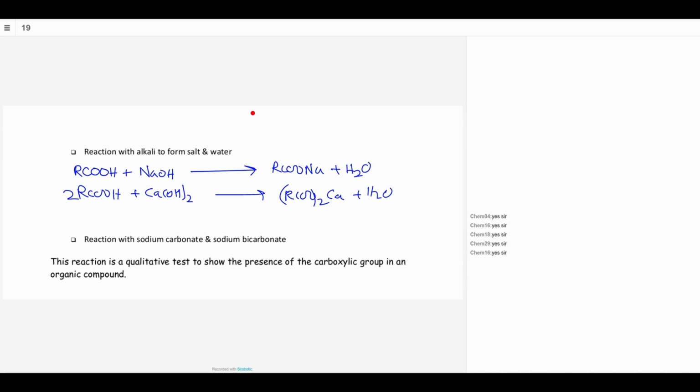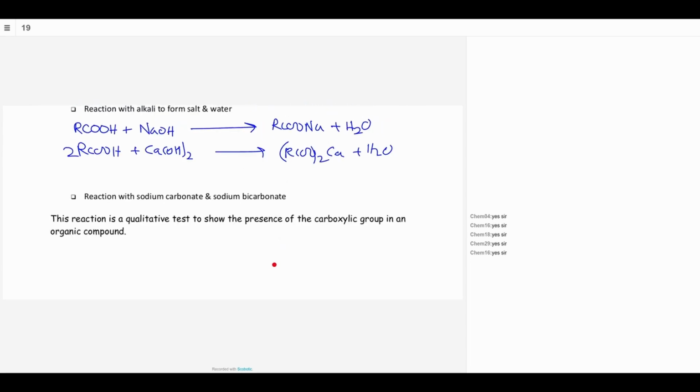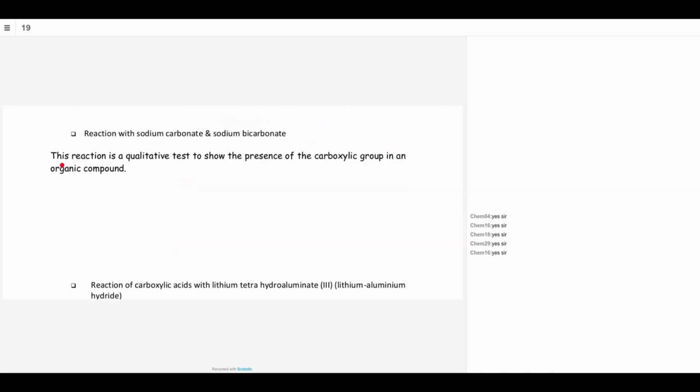And for the reaction of sodium carbonate and sodium bicarbonate, sodium carbonates and sodium bicarbonates do react with carboxylic acids. That is a specific reaction, and in fact it is used as a test for organic acids, carboxylic acids. So any carboxylic acid will react with sodium carbonate, like any other acid reacting with sodium carbonate, to produce the sodium salt of the carboxylic acid, carbon dioxide gas, and water, right? Carbon dioxide gas and water are produced.